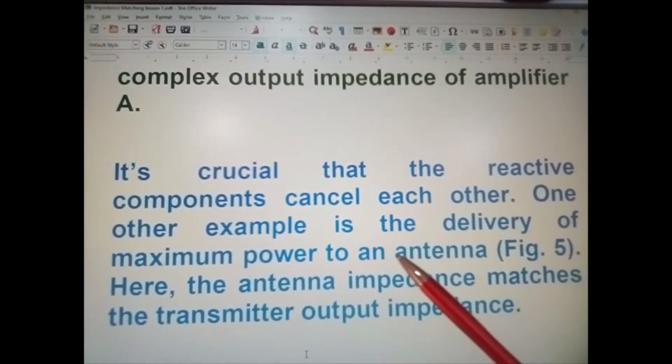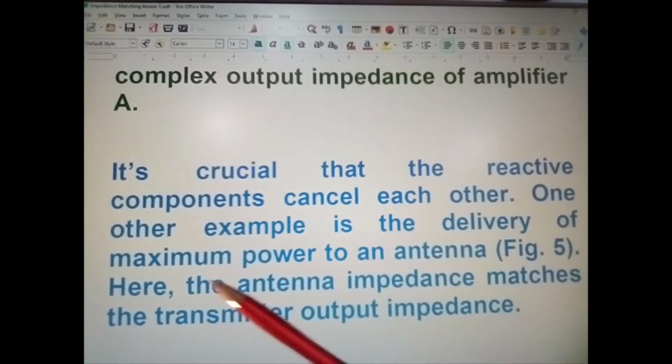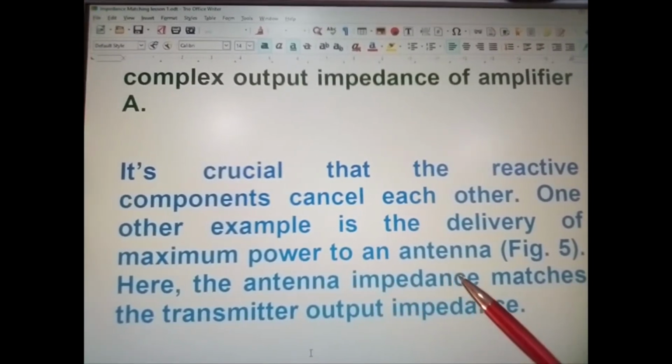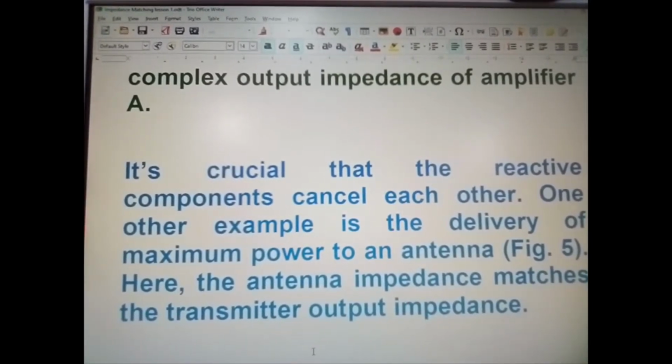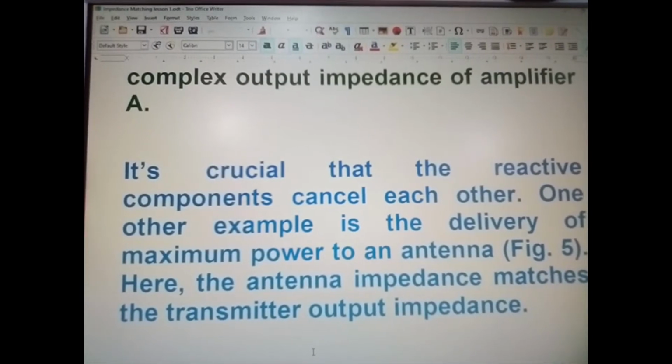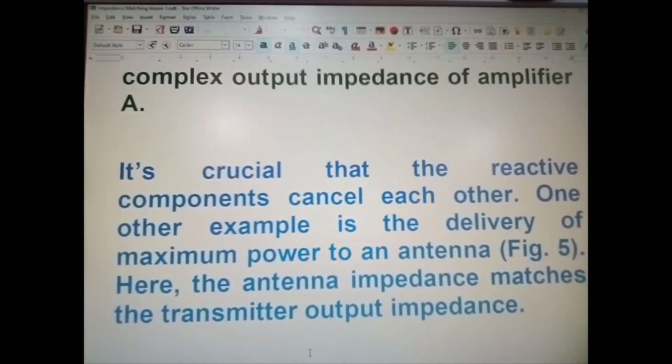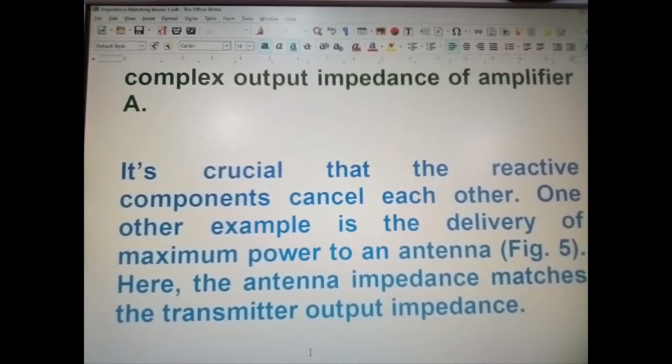One other example is the delivery of maximum power to an antenna. Figure 5. Here the antenna impedance matches transmitter output impedance. Now the reactive components cancel. Now we've got inductive reactance and we can get capacitive reactance.